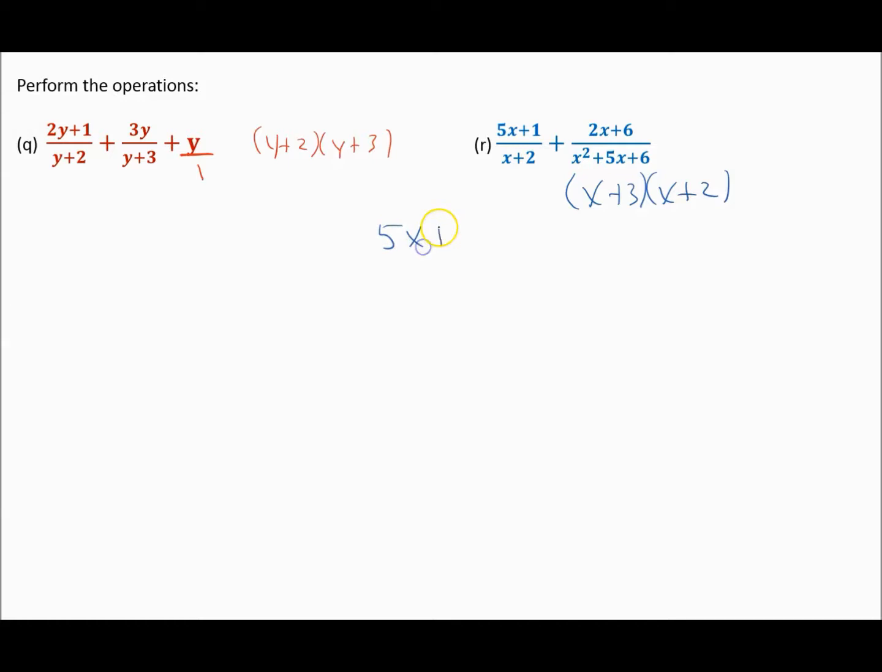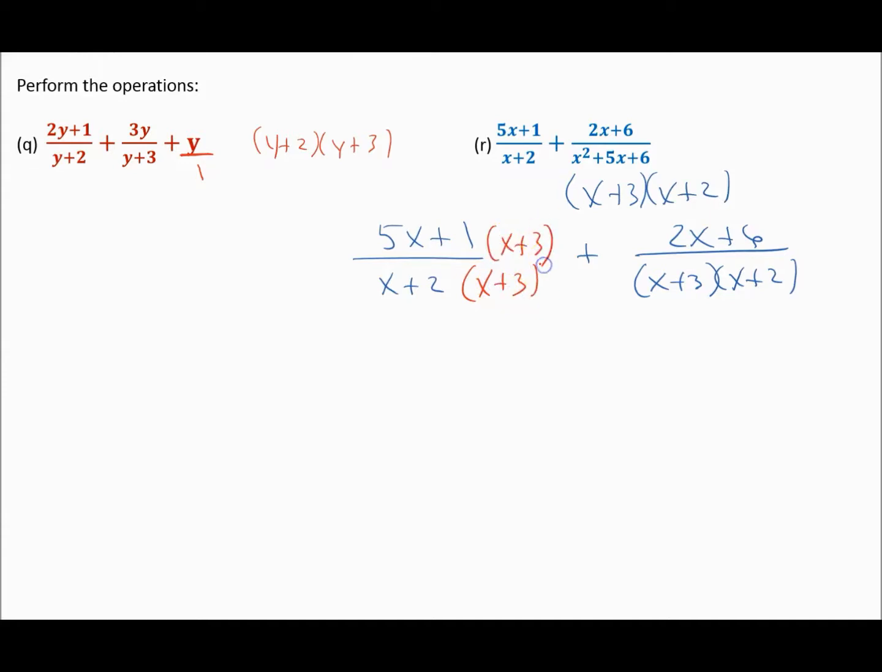So when I rewrite my problem with a little bit of space to build a common denominator, there we go. All this is missing is the x plus 3. So I'm going to multiply both the denominator and the numerator by x plus 3. There's a little bit of work to be done here because I'm going to have to FOIL this, very similar to the last one, just maybe not as big. So I've got 5x times x is 5x squared. 5x times 3 is 15x. 1 times x is 1x. And 1 times 3 is plus 3.